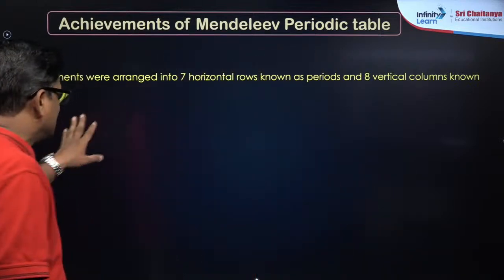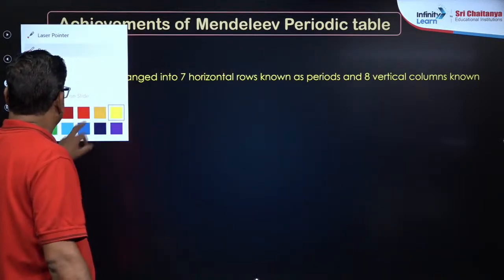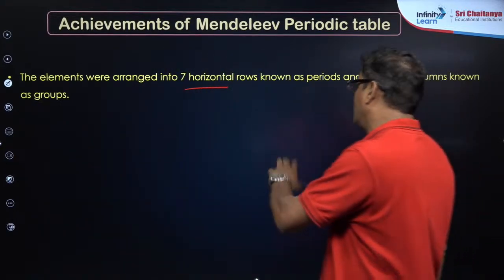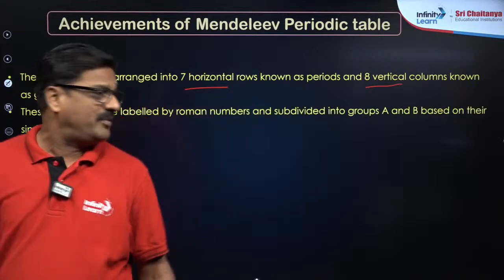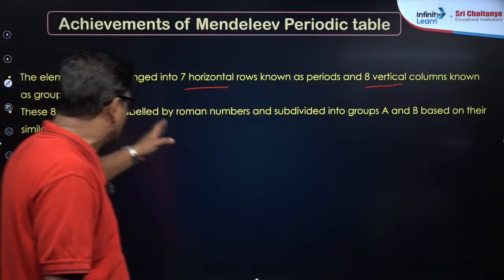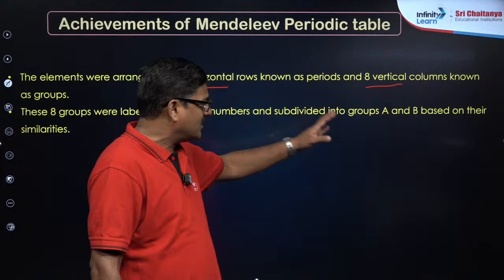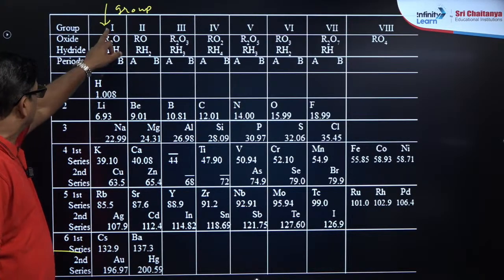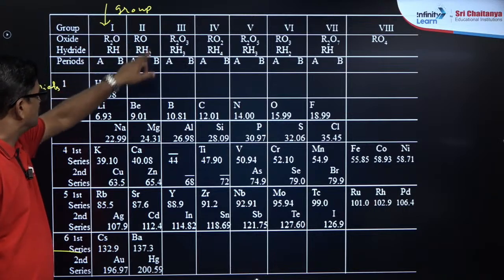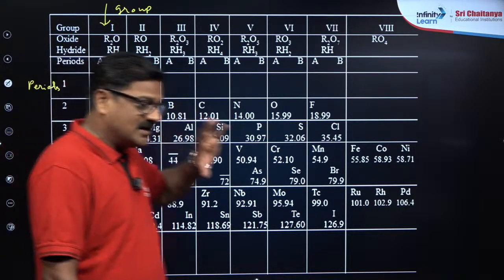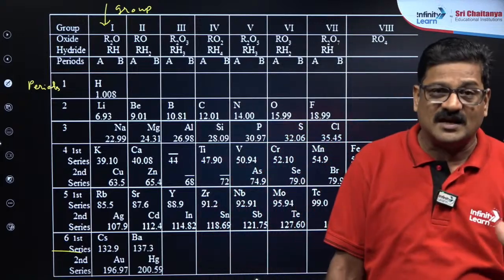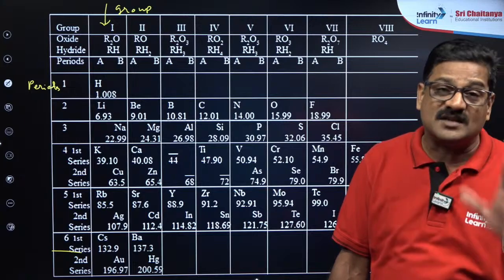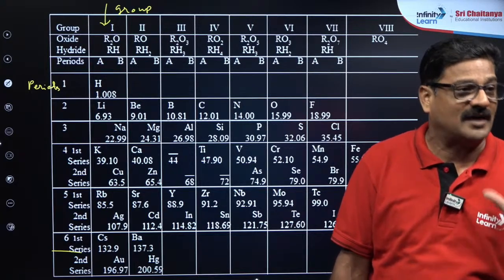The elements were arranged in 7 horizontal rows and 8 vertical columns known as groups here. 7 horizontal rows are called periods. And these 8 groups were labeled by Roman numbers and subdivided into A category and B category. देखो, so group 1 is given ना, group 1A 1B 2A 2B, ऐसे समझ में आ रही क्या? So that is how the periodic table is given in the NCERT. So जो टेबल रट्टा मारना है क्या? नहीं, ये टेबल कैसे, अल्गोरिदम कैसे, उसमें देखना पड़ता है, राइट?